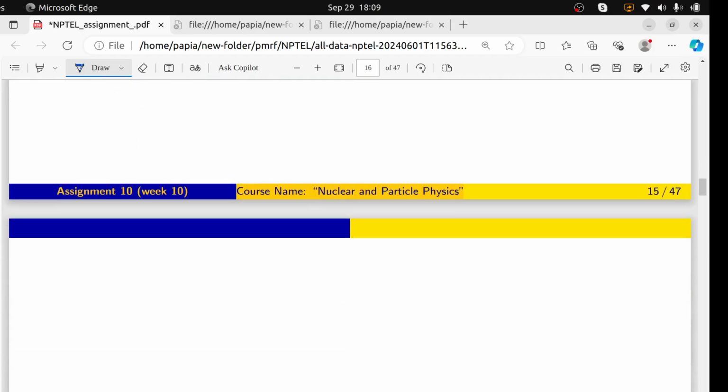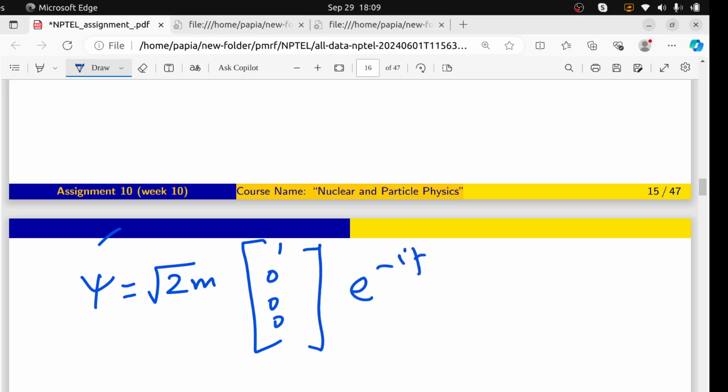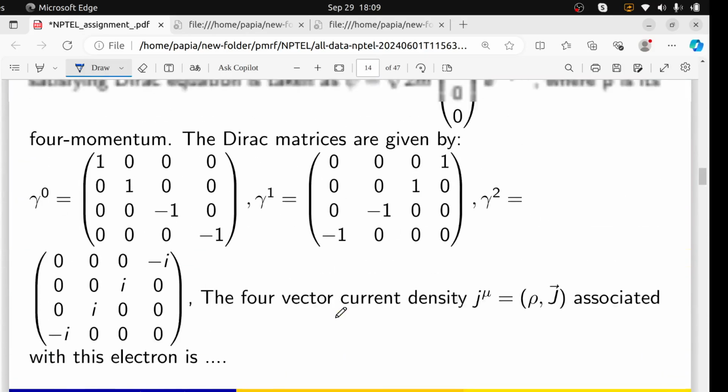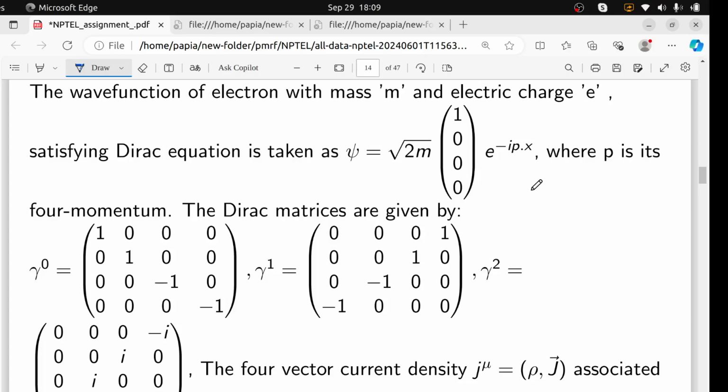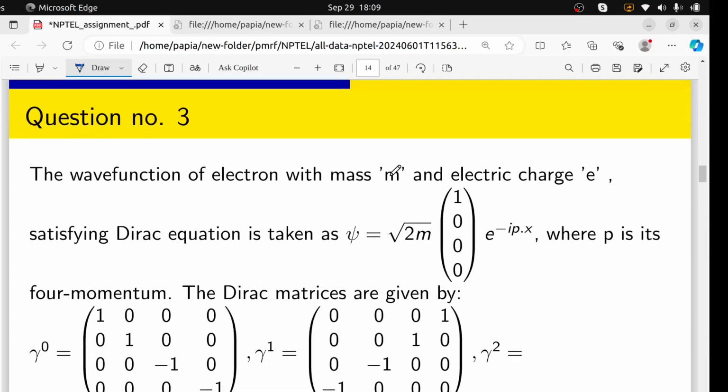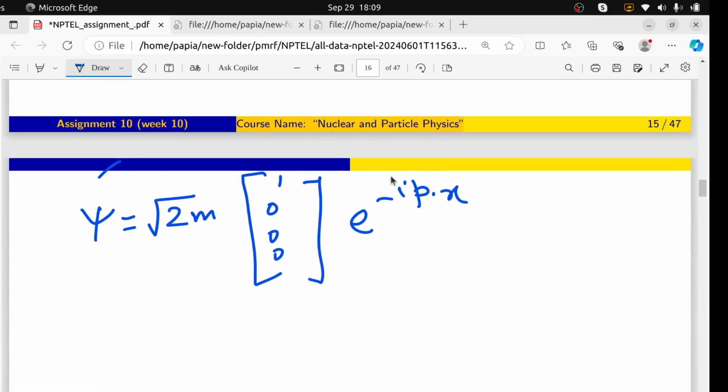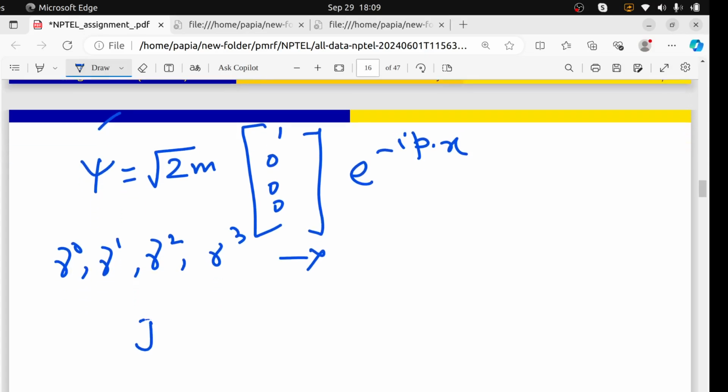So let me write whatever information is given here. Psi is root 2m times (1, 0, 0, 0) e to the power minus i p dot x. Minus or plus, let me check. Okay, minus. So this is psi. The mass of the electron is m, the electric charge of the electron is E, and the gamma matrices gamma 0, gamma 1, gamma 2 and gamma 3 are given. It's fine, no problem.